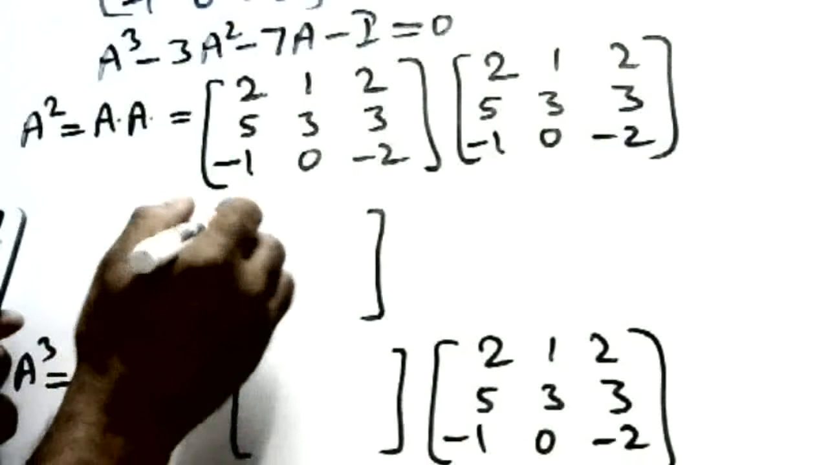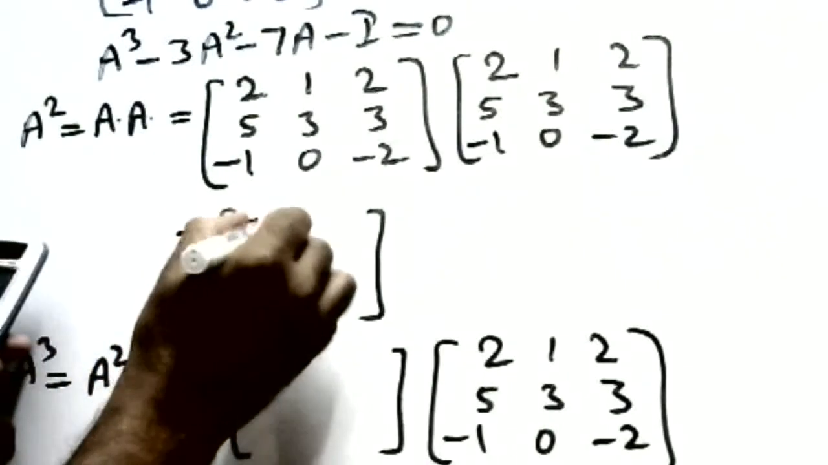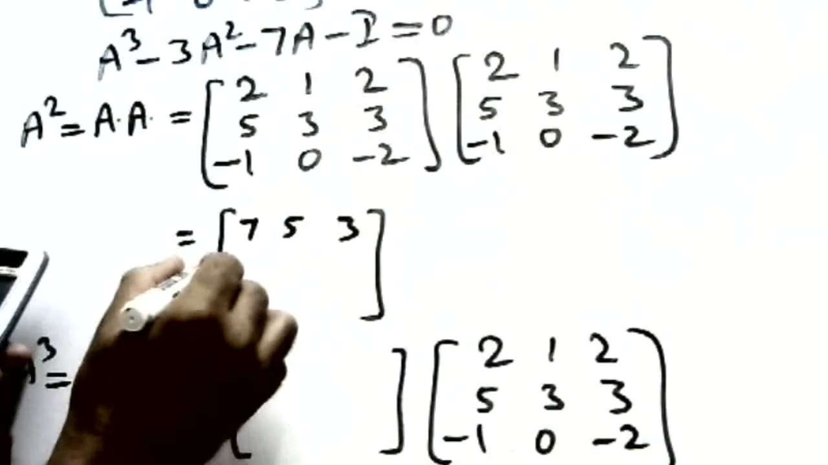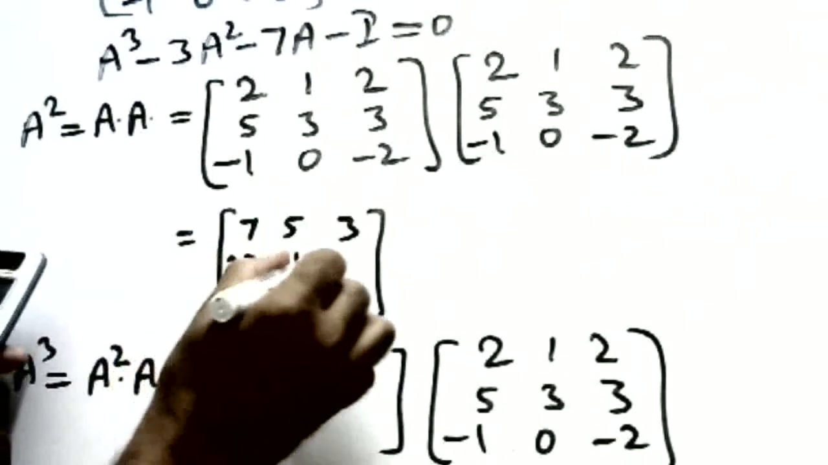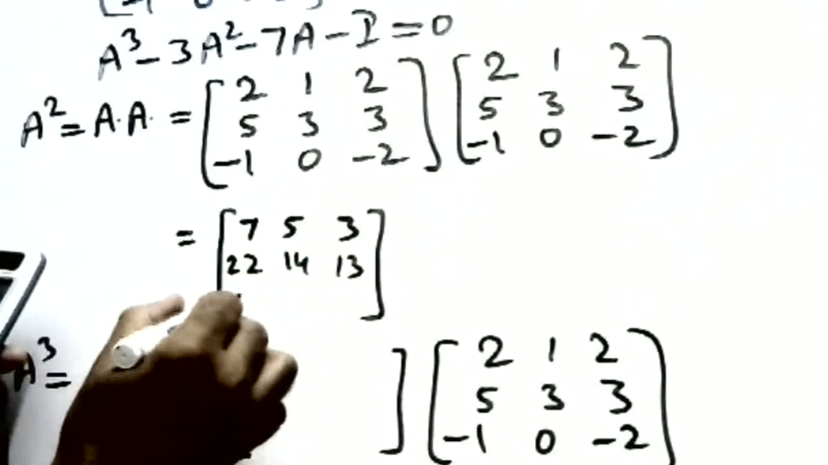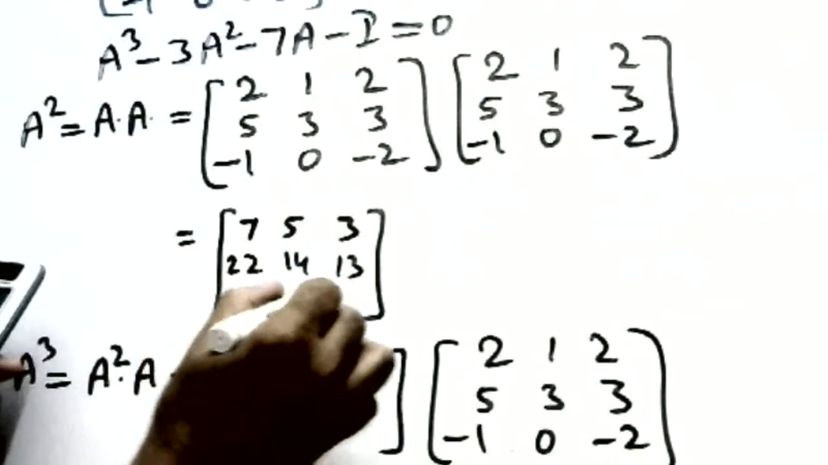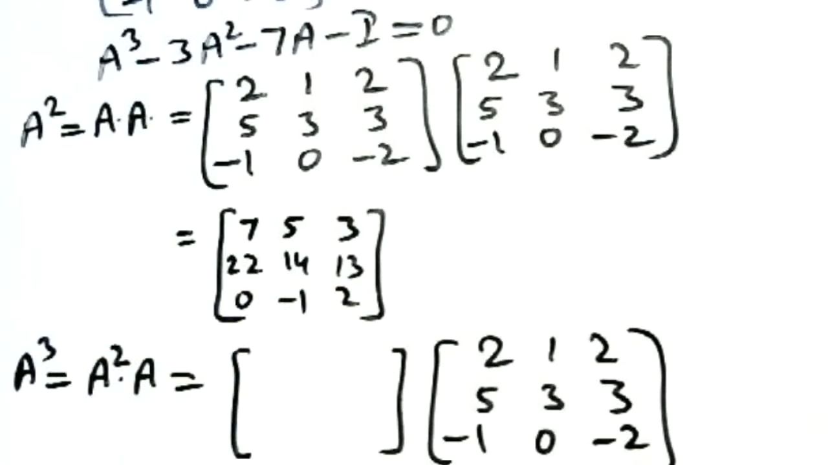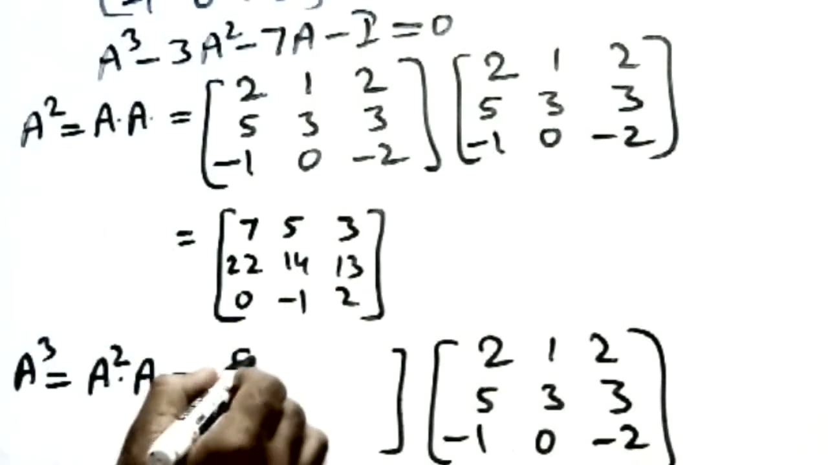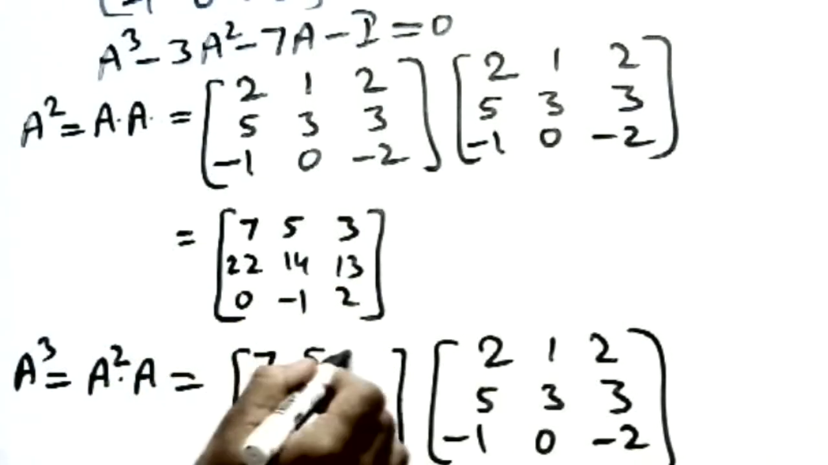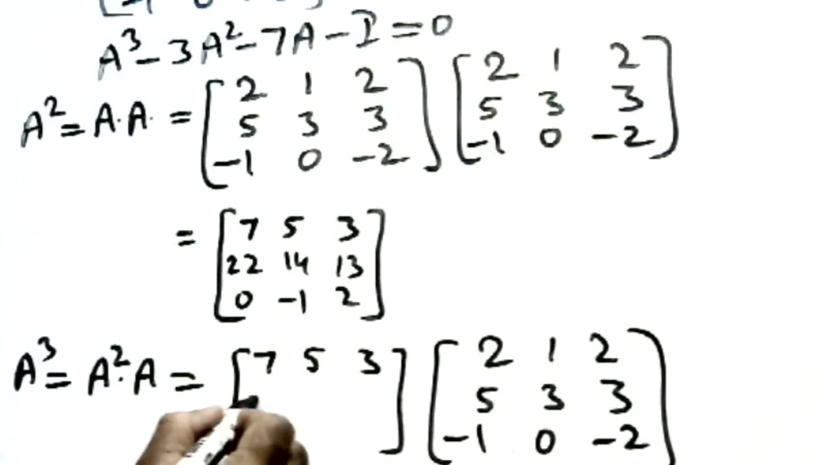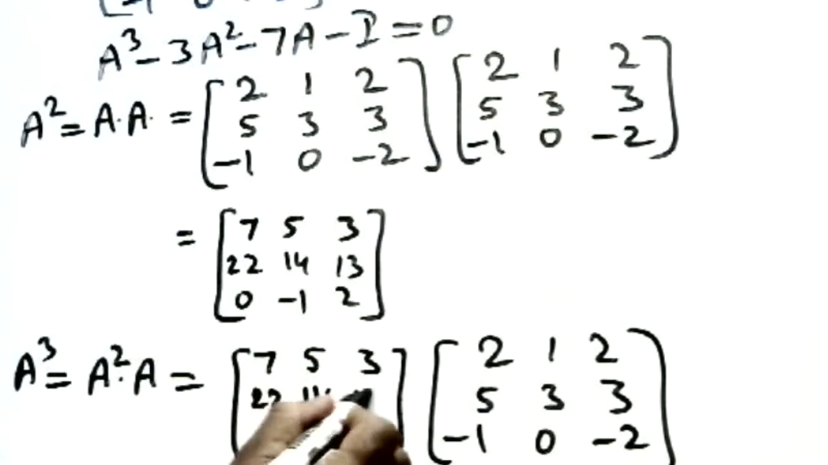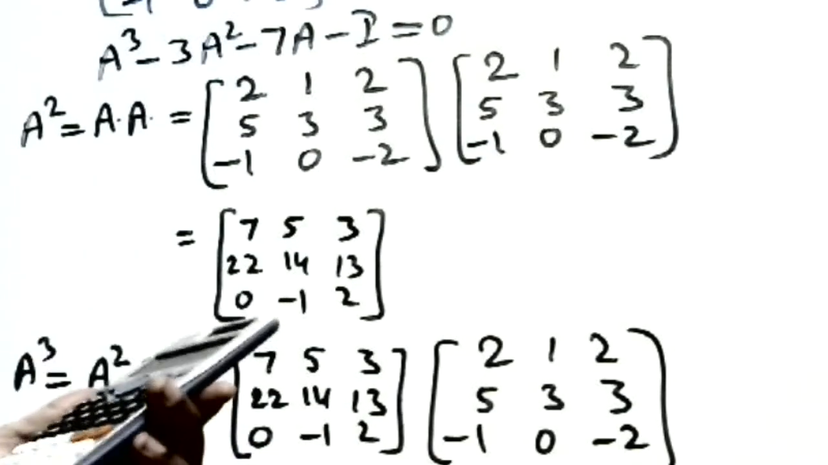Let me write these values. So we get this one: 7, 5, 3 and 22, 14, 13, and last is 0, minus 1, 2. Now again A cube will be A square into A square, just got, no? 7, 5, 3, 22, 14, 13, 0, minus 1, 2.